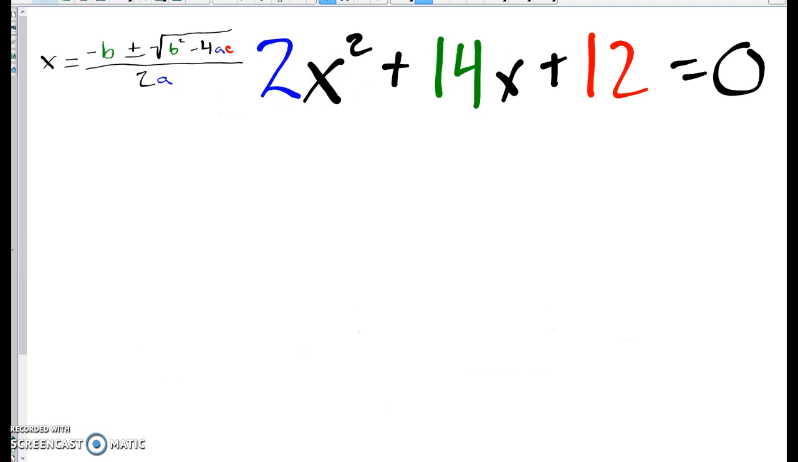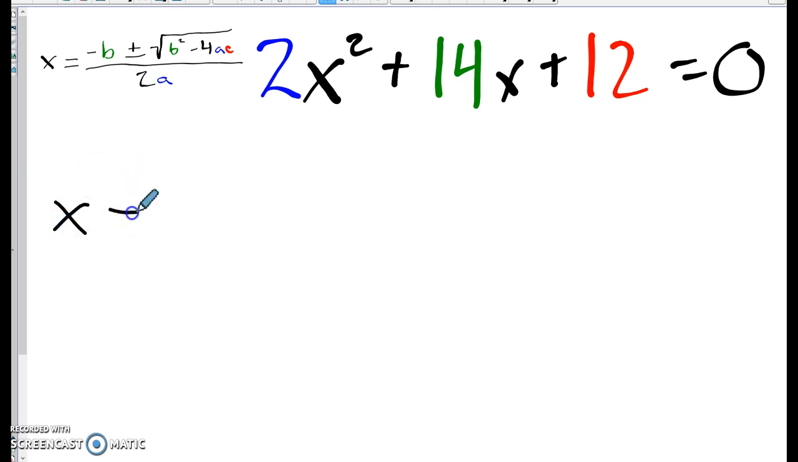All right, so this is one example of a quadratic equation that can be solved, like any other, by the quadratic formula: 2x squared plus 14x plus 12 equals 0. It still needs to equal 0 because that's standard form. That's the form it needs to be in. All right, so this is solved.